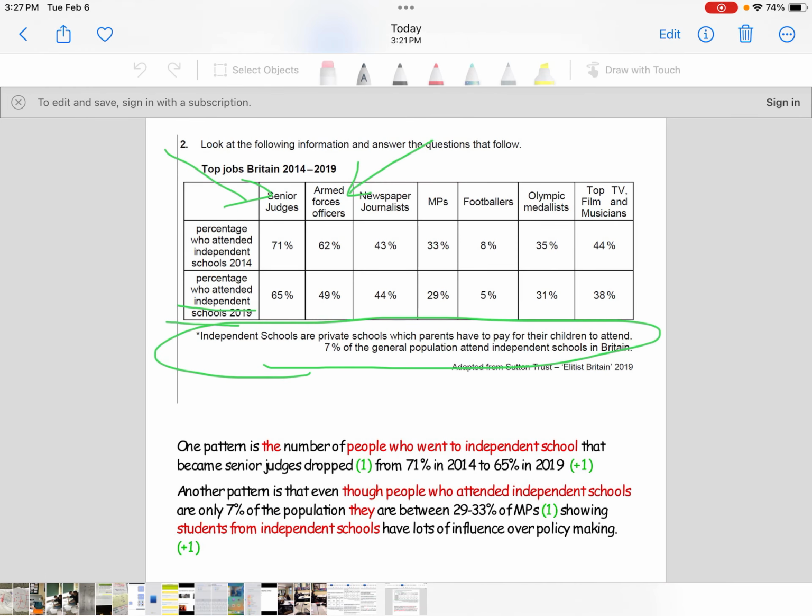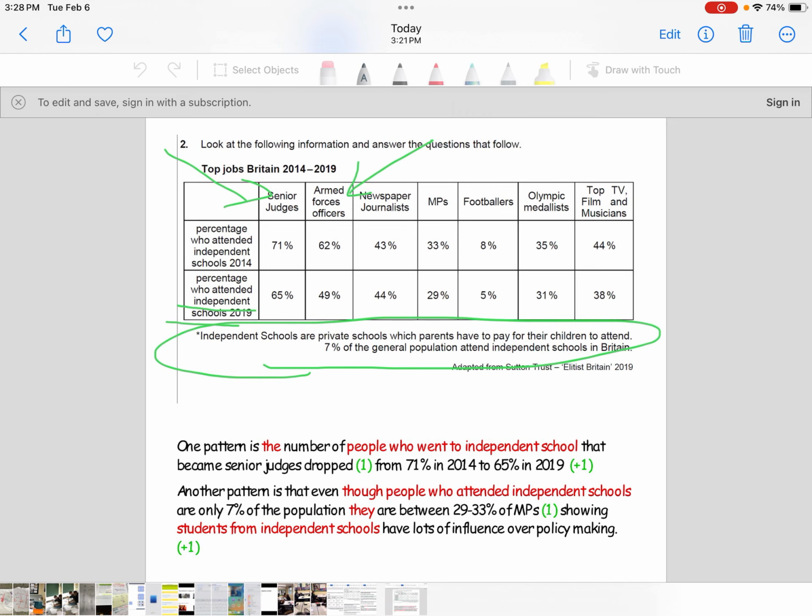So I've written an improved version of those 2 responses, which was to identify 2 patterns and trends and use statistics from the table to back it up. One pattern is the number of people who went to independent school that became senior judges, 1 mark, dropped from 71% in 2014 to 65% in 2019, another mark. Another pattern is that even though people who attended independent schools are only 7% of the population, they are between 29 to 33% of MPs, showing students from independent schools have lots of influence over policy making. That's the additional mark.